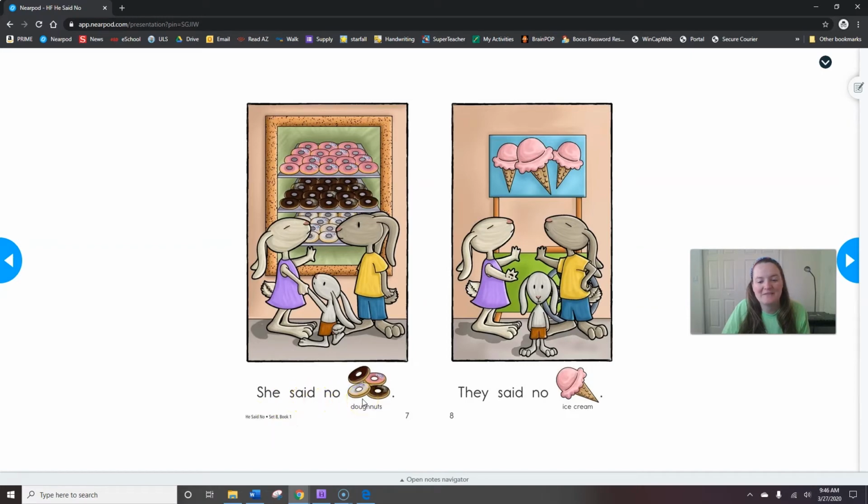Okay. Ready? Both of them are saying no now to this poor bunny. He's asking for what? Look at the picture. Okay. So, both of them are saying no, so it's going to be they. Ready? They said no ice cream. Ugh. Can you try reading that page? Great job.